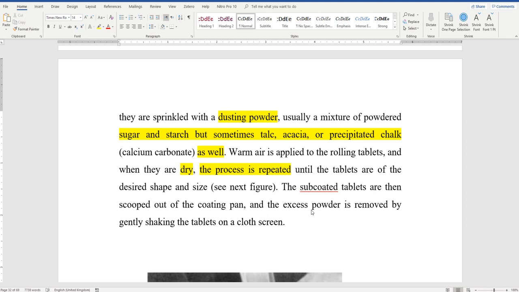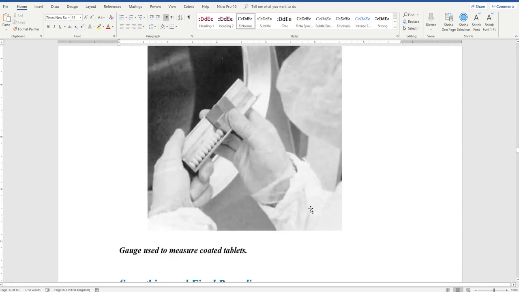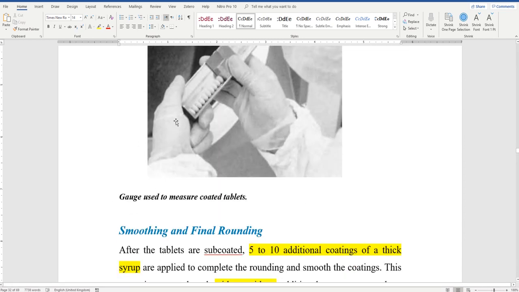But before we do that, we make sure that the thickness of the subcoat is now thick enough. يعني we attain the required thickness of the subcoat. That's why you will see a gauge here. Okay, gauge يعني to measure the thickness, مقياس, to measure the thickness. They put, for example, 10 tablets in order to see the average thickness of the coated tablet and whether we obtained the required thickness.